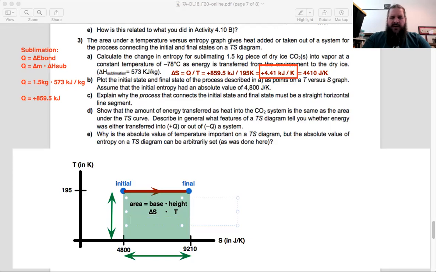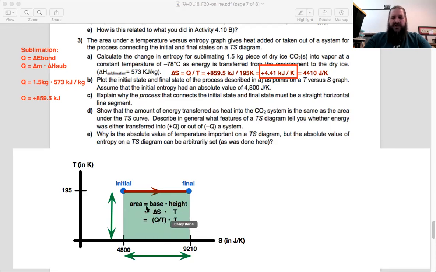But we can also look at this more algebraically. How do we calculate delta S in the first place? Right, that was Q over T in the first place. So delta S times T is Q over T times T. The T's cancel out, and all we're left with is Q. So algebraically, it makes sense for the heat to represent the area under the curve.